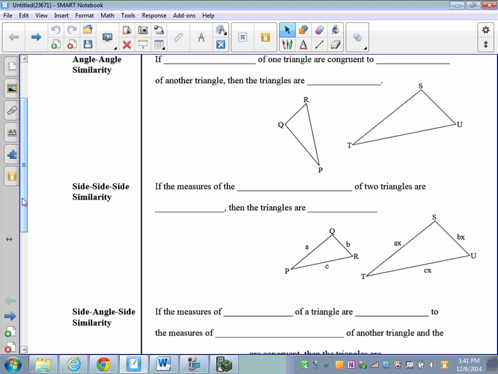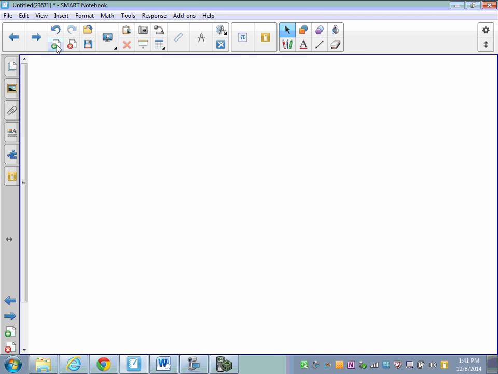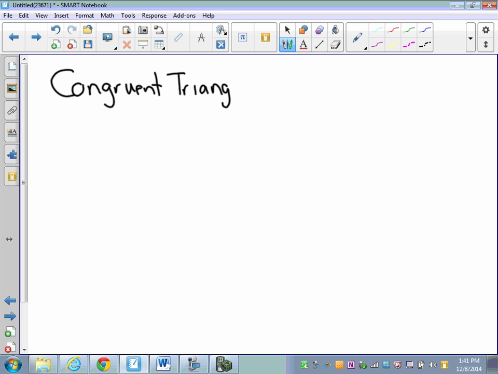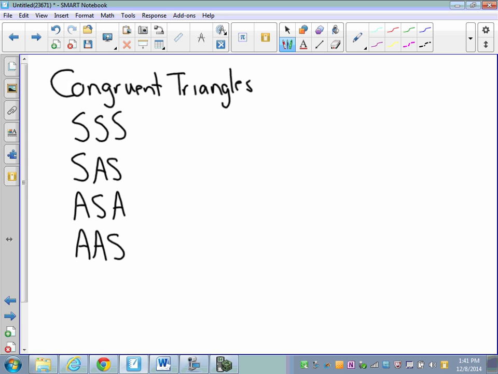Section 7.3 talks about 3 different ways to prove that triangles are similar. They are pretty comparable to what we did before with congruent triangles. With congruent triangles, we learned about 5 different ways: side, side, side congruency, side, angle, side, angle, side, angle, angle, angle, side, and lastly, hypotenuse leg. So these were ways we could prove that triangles were congruent.